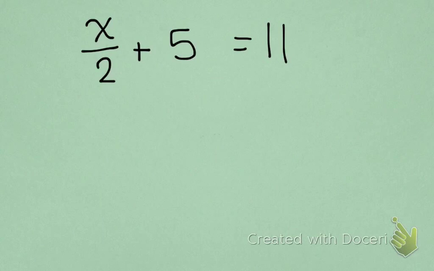Hi, we're going to solve this equation with one variable x. It looks a little scary because it's got like a fraction or something going on. So let's just take this step by step. To start off, it might be easier to draw a line down the equal sign.